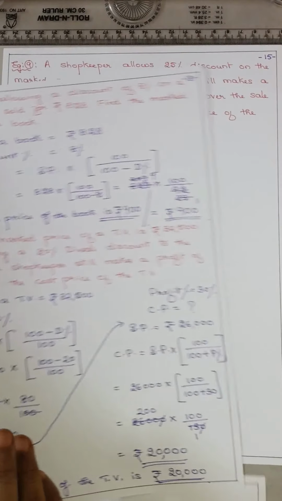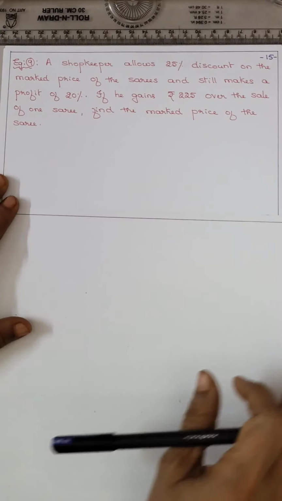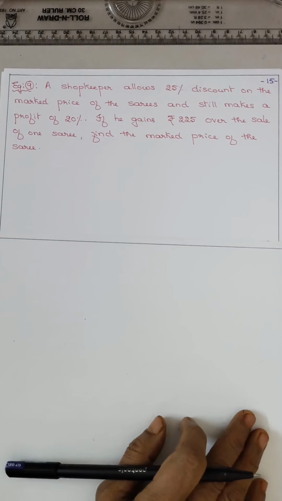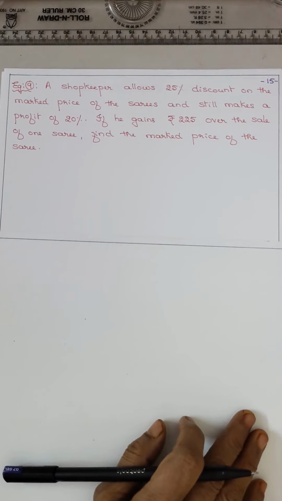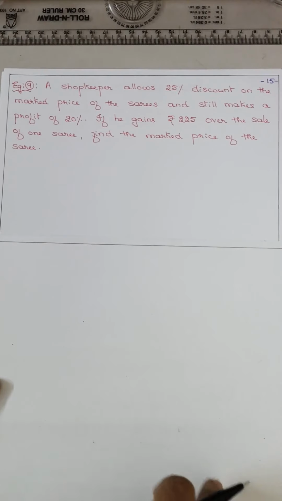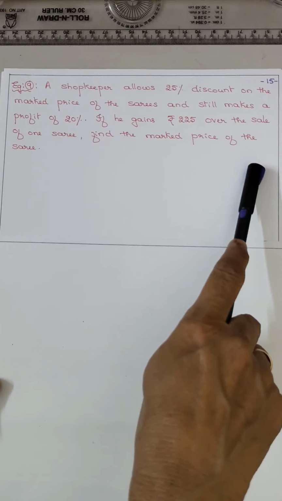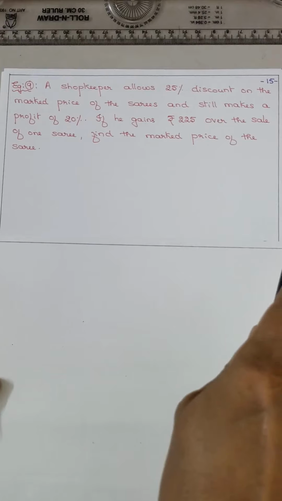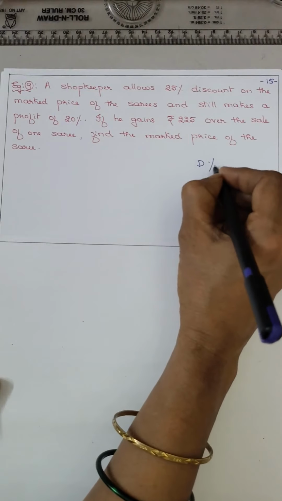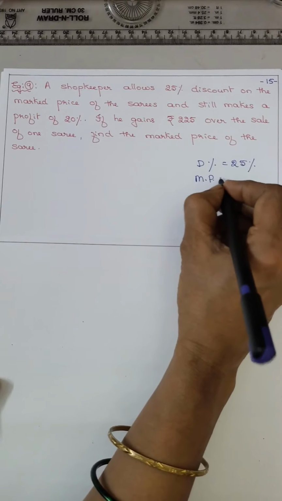Now coming to example 9. The shopkeeper allows 25% discount on the mark price of the sarees, and still he makes a profit of 20%. If he gains 225 over the sale of one saree, find the mark price of the saree. So you have to find out the marked price. So discount percent is 25%. You have to find out the marked price.